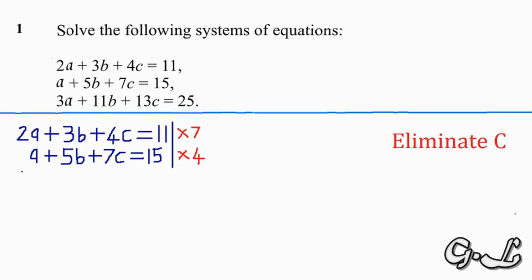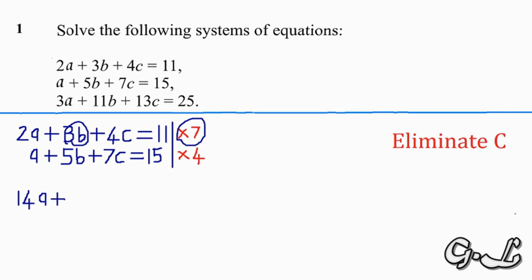So when you say 2 times 7, it will give you 14. So 2a times 7 will give you 14a. And then 3b times 7 will give you 21b. And then 4c times 7 will give you 28c. And that is equal to 11 times 7, which will give you 77.